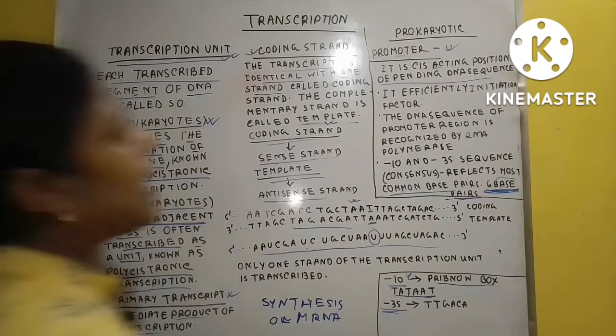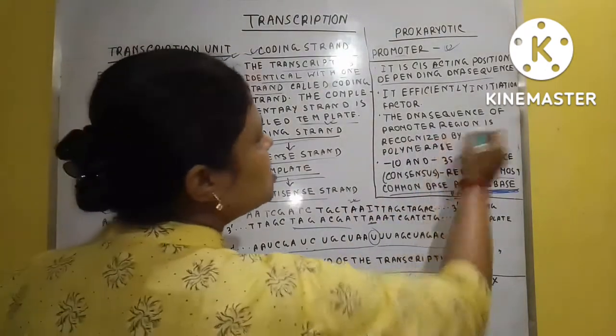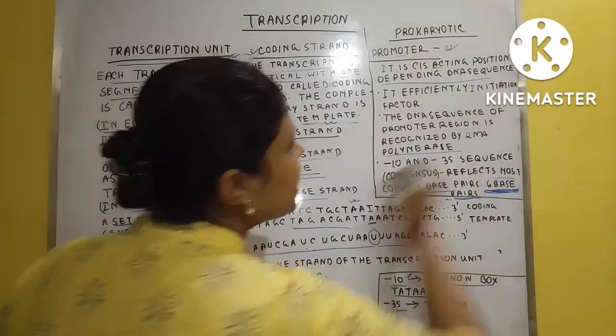And the third point is that the DNA sequence of the promoter region is recognized by the RNA polymerase.